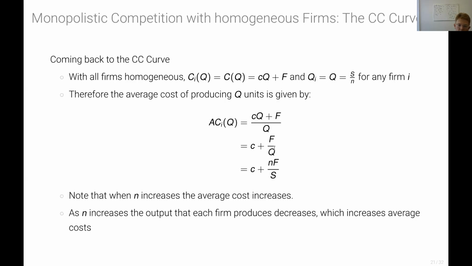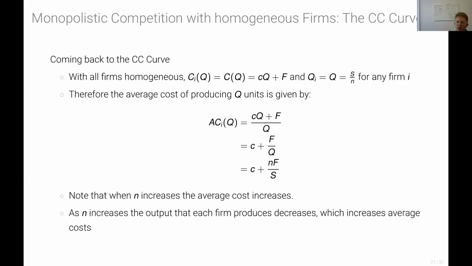But now we can just plug in for Q, noting that each firm is going to produce just what the market output is divided by the number of firms. So now we get that the average cost for a given firm is equal to its marginal cost plus the number of firms times its fixed cost over the market size. Note that as n increases, the average cost is going to increase. Why is that? It's because as we increase the number of firms, the output that each firm is going to produce decreases.